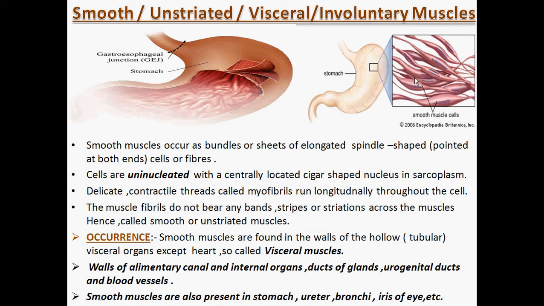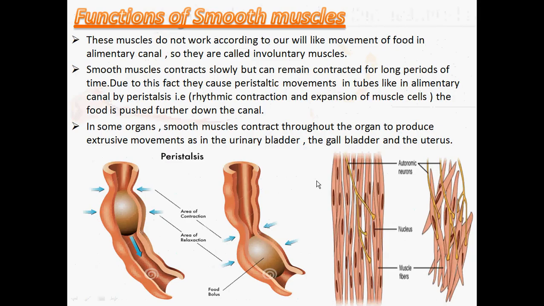Now these cells, you can see in this figure, they are uninucleated. That means they contain only a single nucleus in their cell. And the nucleus is cigar shaped, in the sarcoplasm. And sarcoplasm, you know, is the cytoplasm of the muscular tissues or the muscular cells. So it is uninucleated and the nucleus is centrally located, which is cigar shaped.